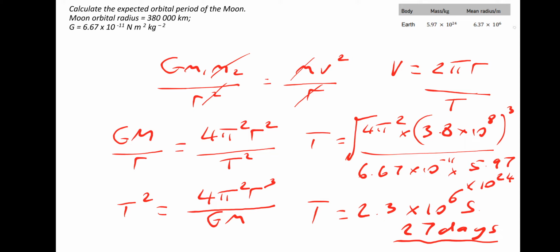Okay, let's move on to the next one. Hopefully that's okay now. On this one, you can attempt this if you wish. We need to calculate the height above the surface of the Earth for a satellite to undertake a geosynchronous orbit. Remember, geosynchronous orbit is where the satellite would have a time period of 24 hours.